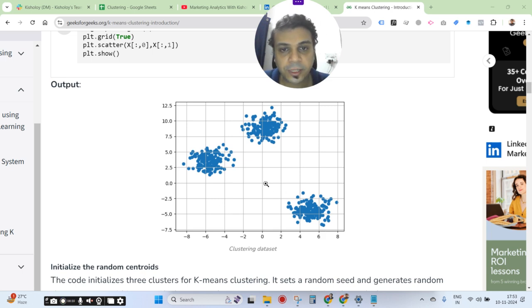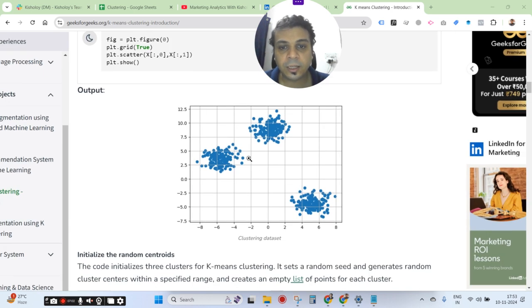So this is again k equal to 3. There are 3 clusters that have been created out of the data set, and as the name suggests, all the points are clustered together. It also means that the distance between each of these points is much lesser than the distance between a point here and a point in any other cluster, right? So that's basically what it does.